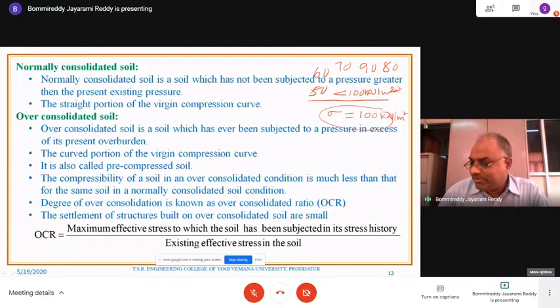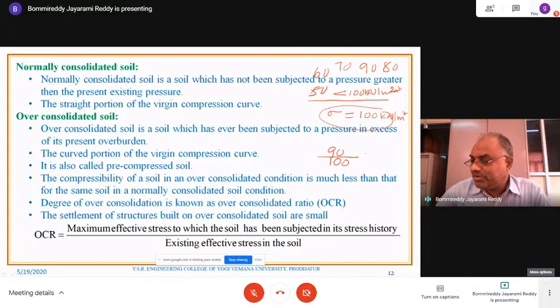So OCR is equal to the load on the soil during stress history divided by the existing stress. So here the existing stress is always more than the previously loaded stress. Such types of soils are called the normally consolidated soils. So in the formula, say the existing stress is 100 and the previous stress history is 50, 60, 70, 80, 90, again several combinations, maximum is 90.